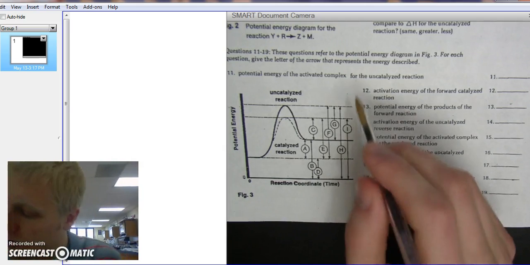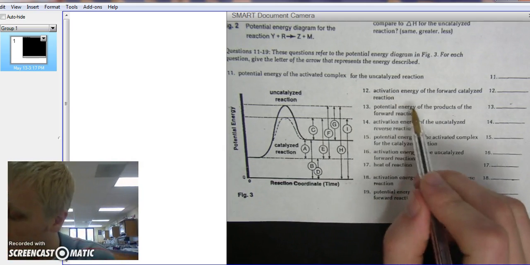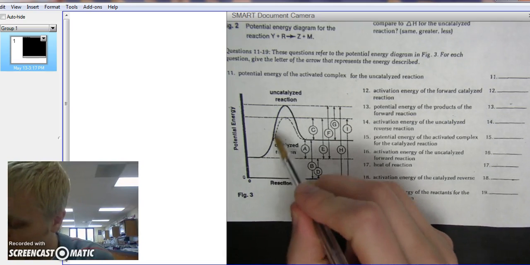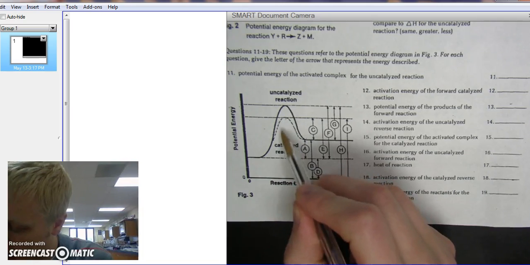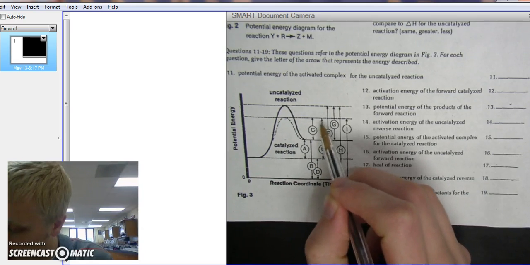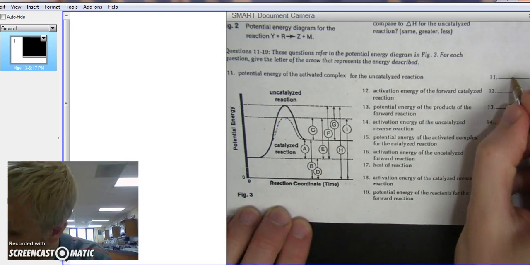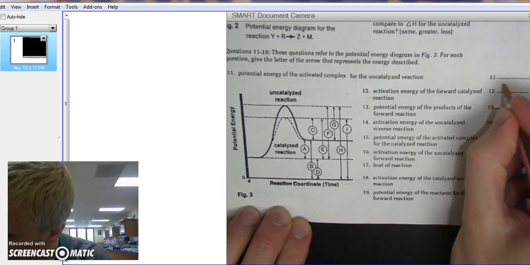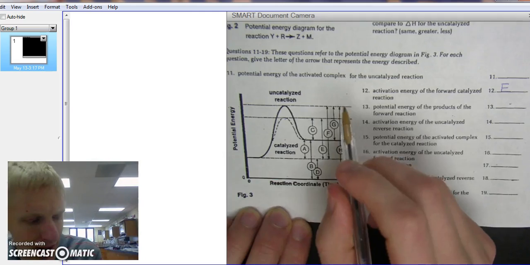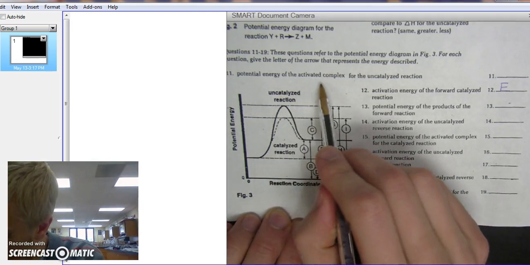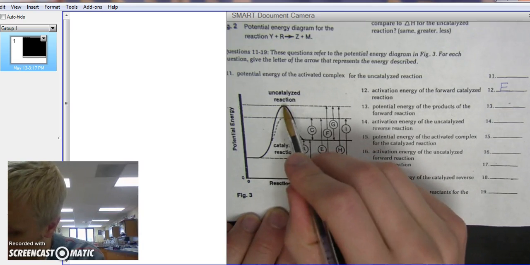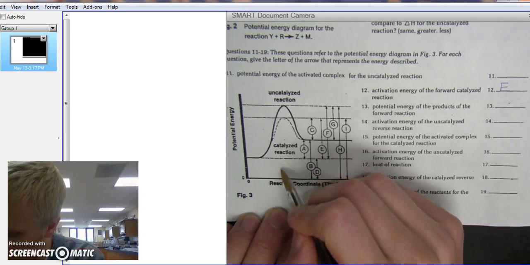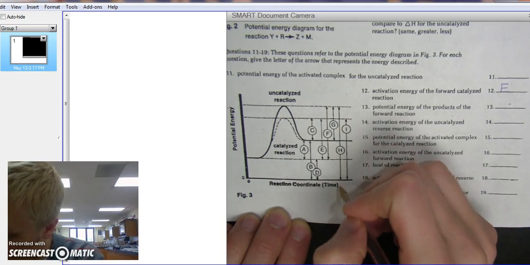Alright, we're going on to our last set of questions. Number 12, activation energy of the forward catalyzed reaction. So we're going from here to here, the activation energy. So trying to find, looks like E is our best bet in that case. Oh, looks like I started with 12. How about looking at 11? It says potential energy of the activated complex for the uncatalyzed reaction. That's looking like here. So that's going to be our H.